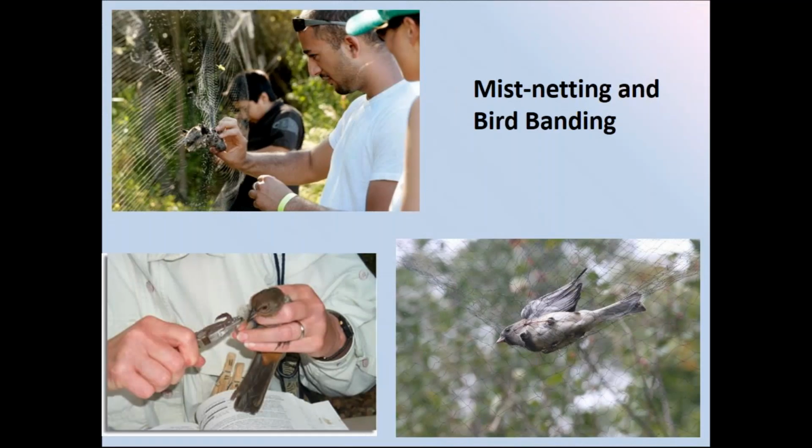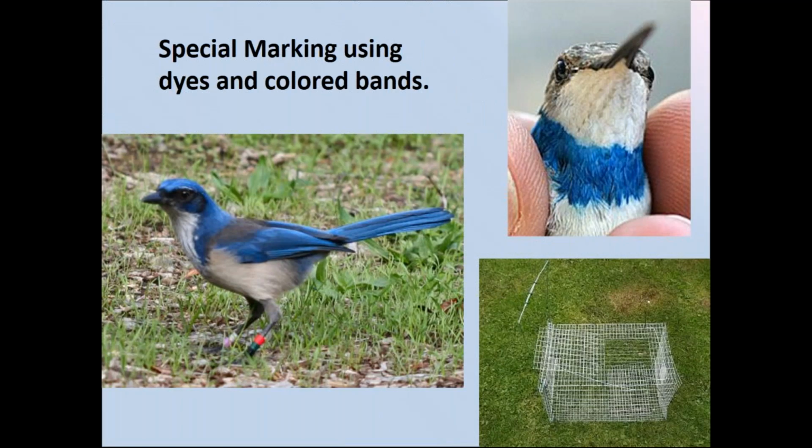So we use mist netting to capture birds safely and to band them, hoping to recapture them or having somebody else recapture them and then record that data. Sometimes we do special studies of populations of birds, and we'll mark them with special dyes or colored bands so we can identify the birds individually without having to recapture them each time. So if you ever notice a bird that's been marked in this way, you should take note of the sequence of colors on the legs and then report that to the U.S. Geological Survey, or send the information to me and I can pass it on for you.